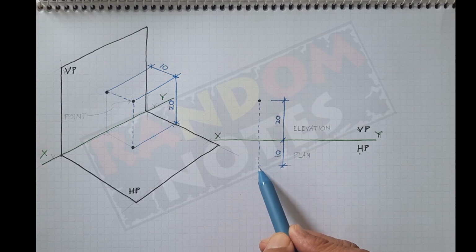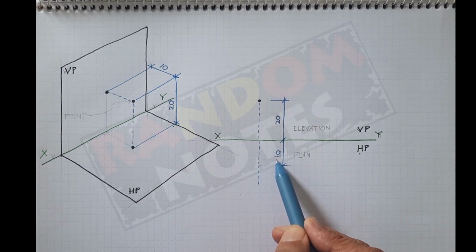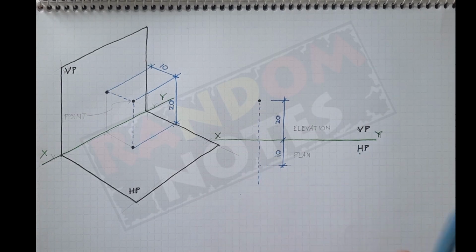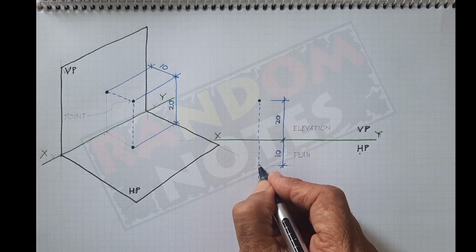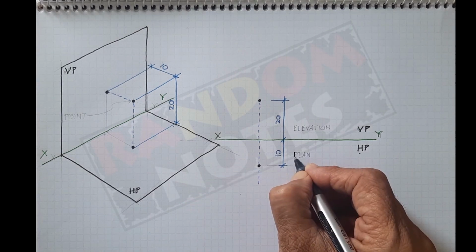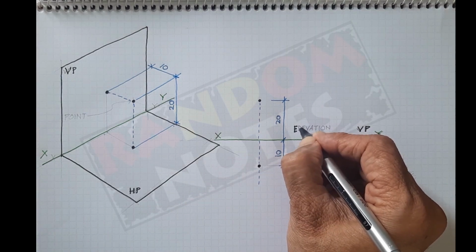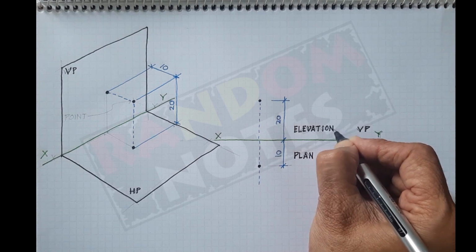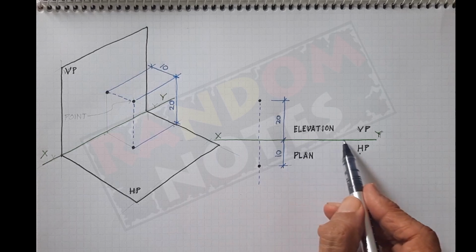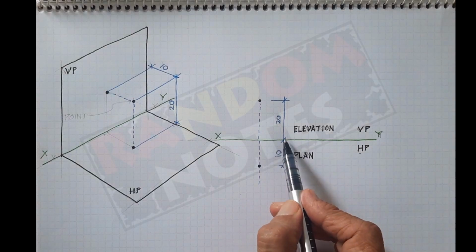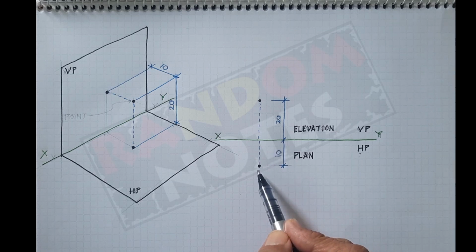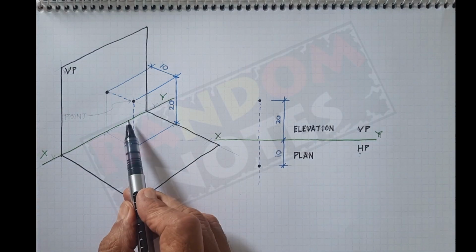On this line I took a distance of 10 mm, which is the distance of the point from the vertical plane. And at this point I got this plan. So this is my plan and this is my elevation. This is the XY line. This is the distance of the point from the horizontal plane. This is the distance of the point from the vertical plane. We can relate it with this.